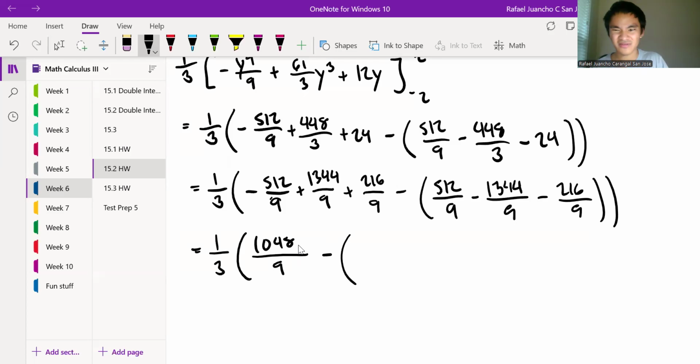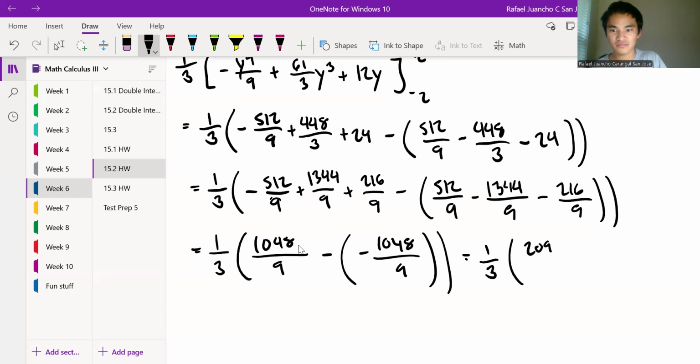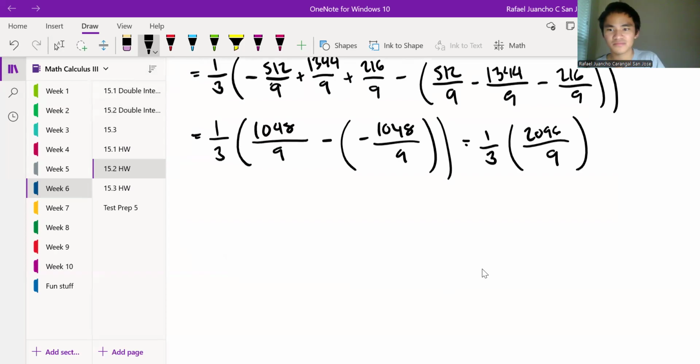I think I get a different number. This is negative 1048, right? That's just a guess. 512 minus 1344 minus 216. Yes, so it does. And then 1048 times itself is 2096 over 9, right? And I think I can factor this out by a 3. No, I can't. Cool. Oh no, did I? Okay.